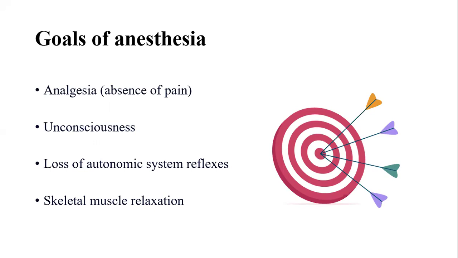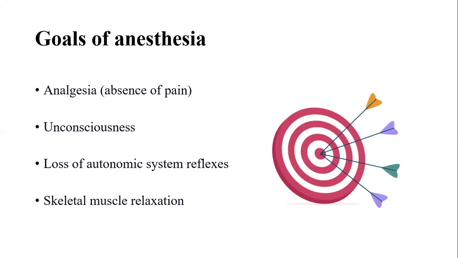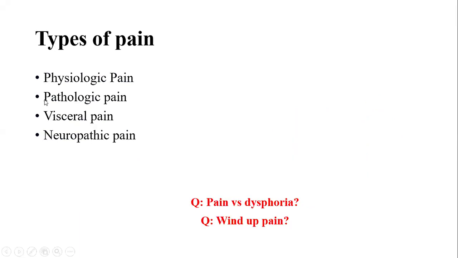There is another goal which is known as amnesia. Amnesia is not that important on the veterinary side. Amnesia is very important on the human side. That is another goal of anesthesia. Okay. Then, doctors, if we talk about pain, there are different types of pain according to the American Association of Veterinary Colleges. There are four basic types of pain that I have listed here. These are physiological pain, pathological pain, visceral pain, and neuropathic pain.